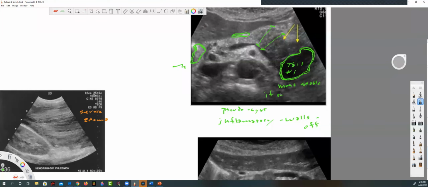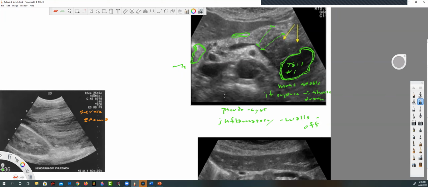If it were to rupture, it can lead to shock and death. So they're stable, so that's good, but if it were to rupture and get into the peritoneal space, it can put the person right into shock.